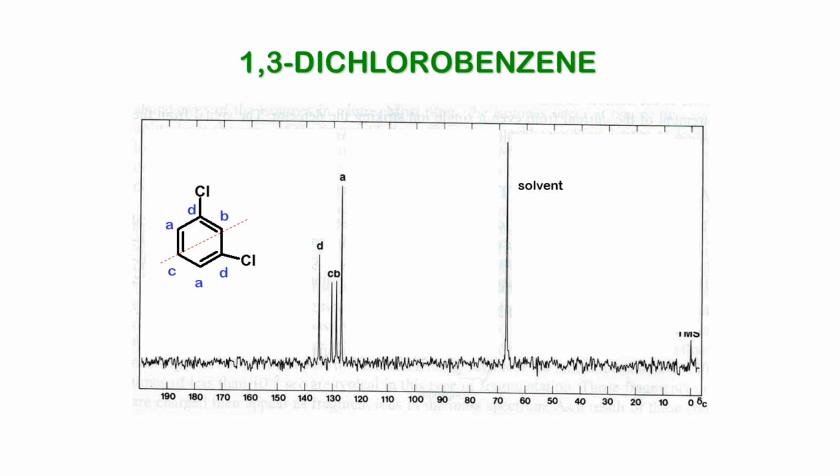Finally, 1,3-dichlorobenzene shows how the position of chlorine atoms on the benzene ring affects the chemical shifts of the aromatic carbons. Each carbon in the ring has a distinct signal due to the influence of the chlorine atoms. Students, I hope you've gained a solid understanding of the basics of carbon-13 NMR spectroscopy.